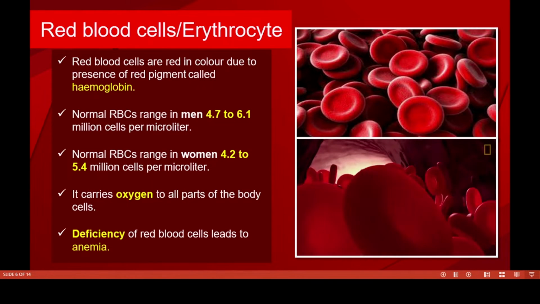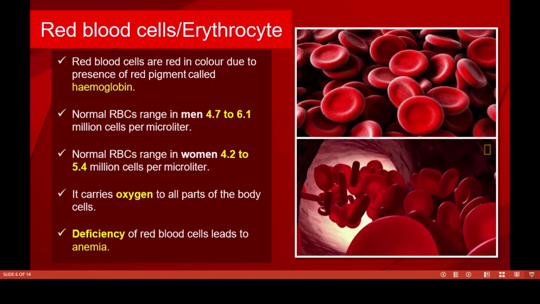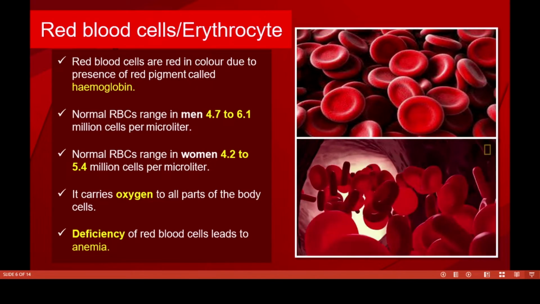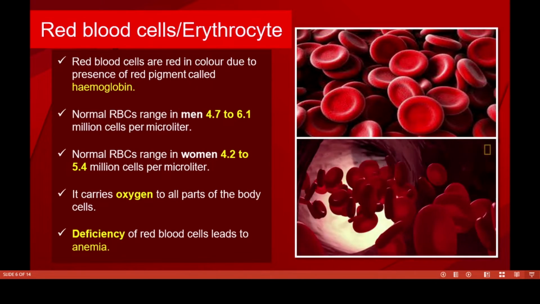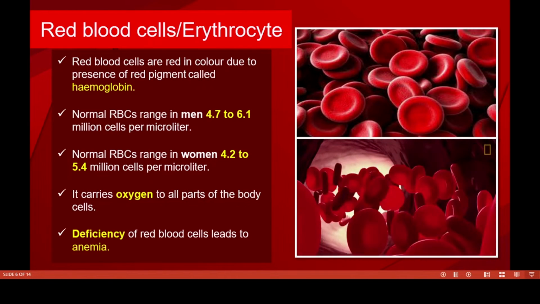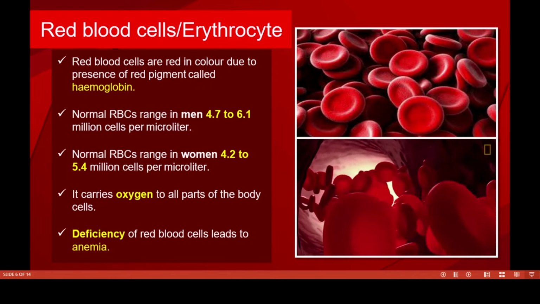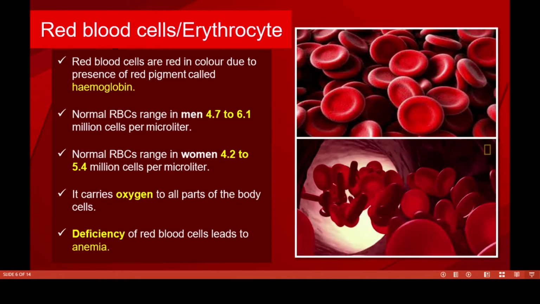RBC do not have a nucleus. Not only the nucleus, but also mitochondria, ribosomes and endoplasmic reticulum. So it has space, so it can accommodate more amount of hemoglobin. That's why it can supply more oxygen to all parts of the body cells.